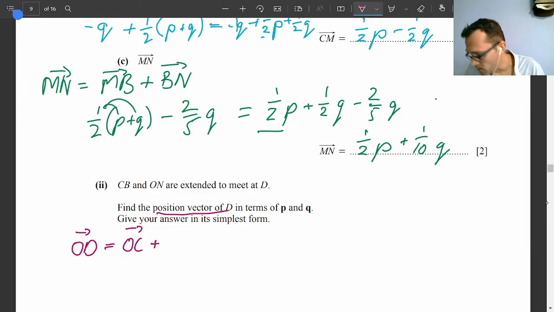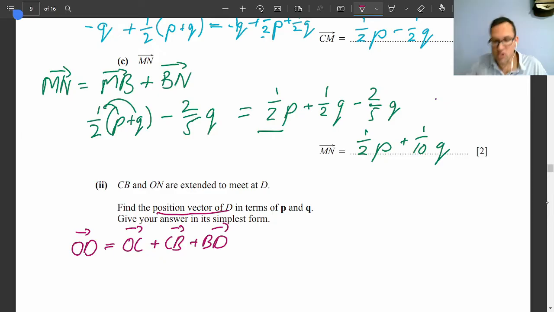plus CB plus BD. Okay, that shows whoever marks the exam, you've got a clear path. You understand the origin goes from O to D, and you've got a path that you follow.